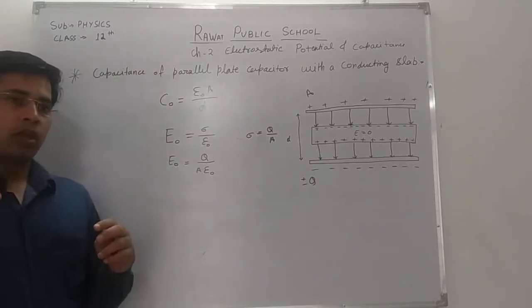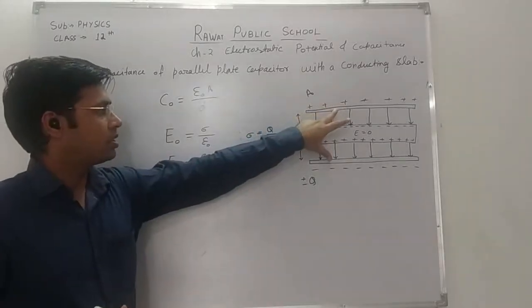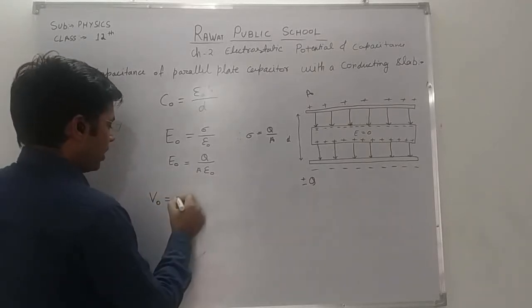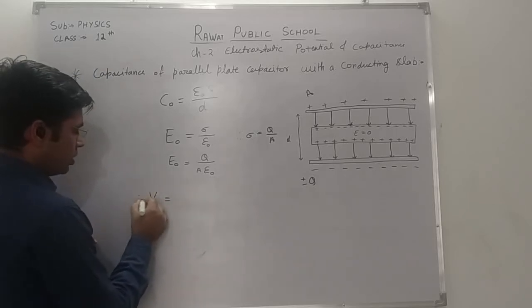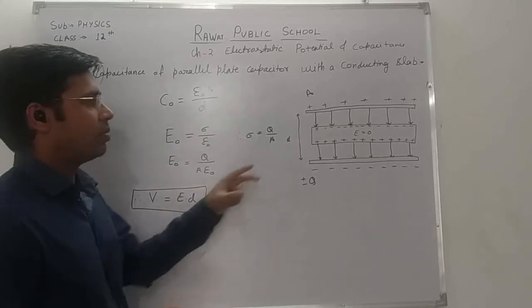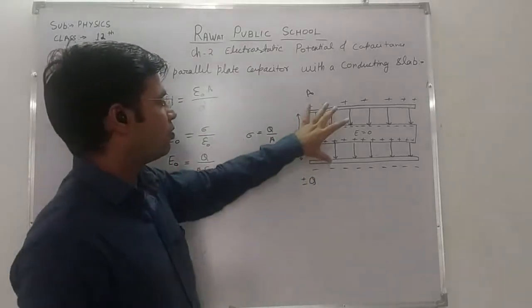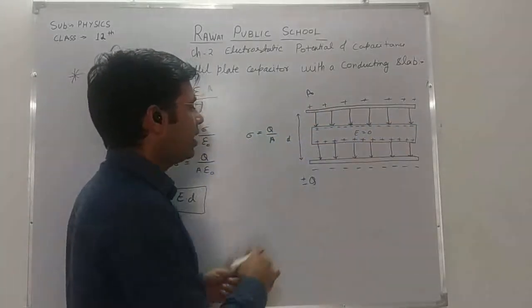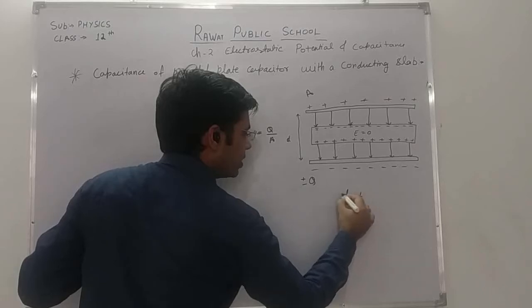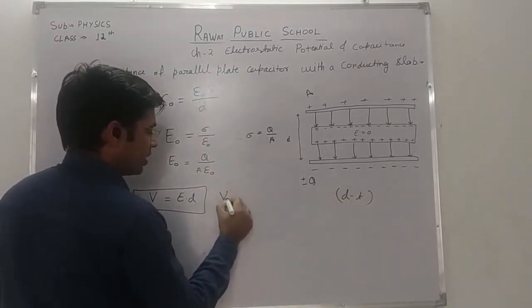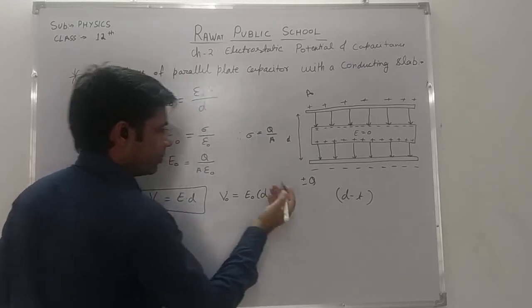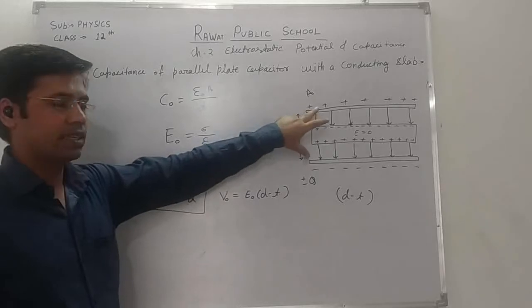Now there will be a potential of this capacitor due to this electric field. We know the formula that potential V equals E d, but when we insert a conducting slab inside the plates of this capacitor, that electric field exists in this region only, that is this vacuum space and this vacuum space. So the electric field is present in this region only, d minus t. So the potential that develops inside that area is E0 times d minus t. This will be the potential inside the capacitor plates.